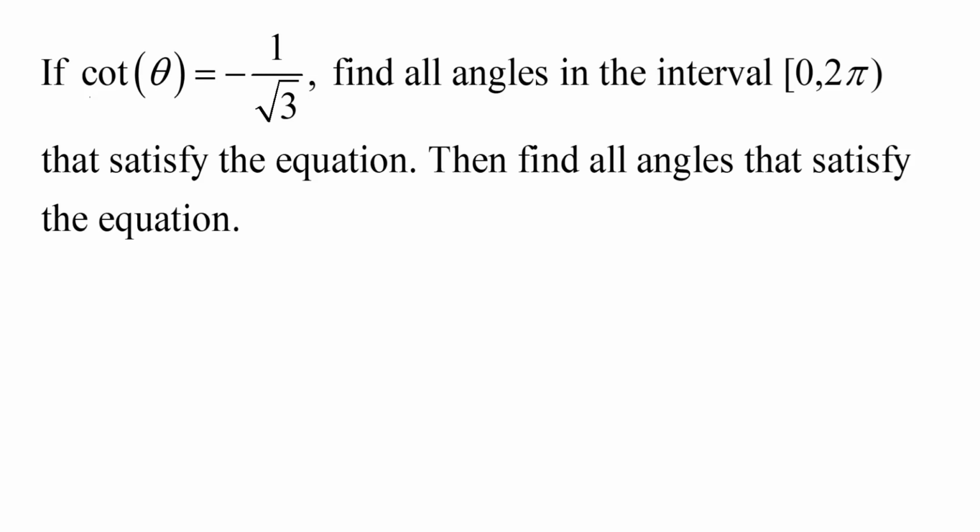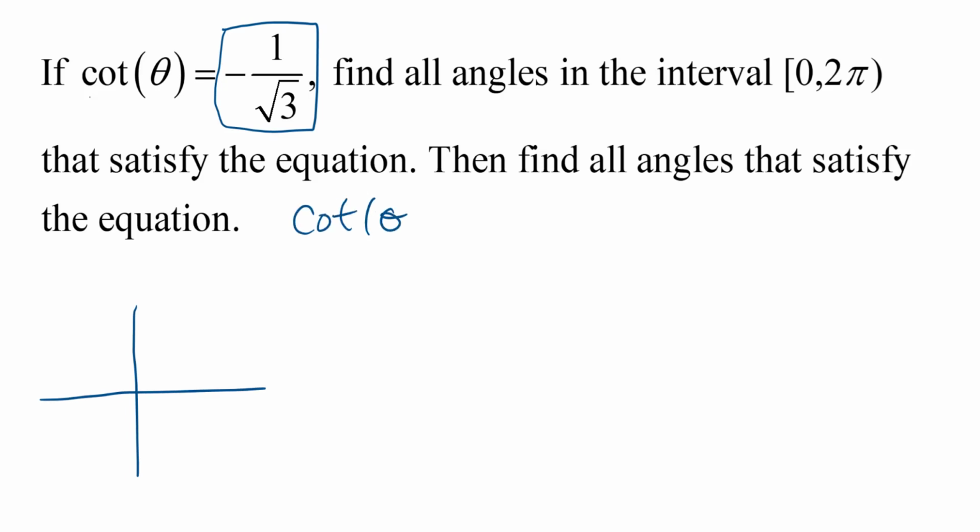If cotangent theta equals -1 over square root 3, find all angles in the interval from 0 to 2 pi that satisfy the equation. All right, let's think about what quadrants would have a negative cotangent, and we'll make our quadrants here. Well, let's think about cotangent, the quotient identity for cotangent.